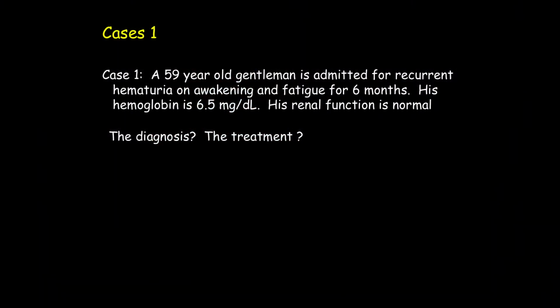So I'm going to start, in this model, by having you think about new actions, new activities, and new targets. So here's my first case. A 59-year-old man is admitted for recurrent hematuria on awakening. He also feels very tired. His urine's only red in the morning. His hemoglobin is 6.5 milligrams per deciliter. His renal function is normal. Any ideas about the diagnosis?